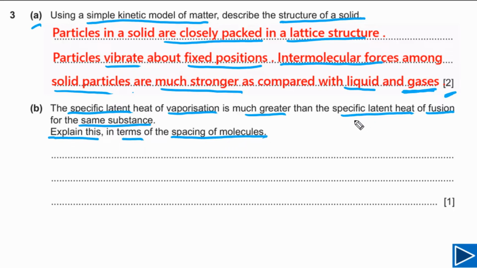First of all, let's try to understand what the specific latent heat of fusion is. It simply means that when a solid changes into a liquid, if we have 1 kg of solid, it changes into 1 kg of liquid.